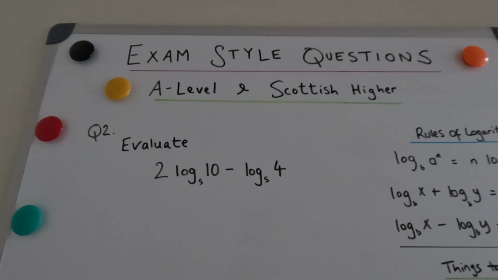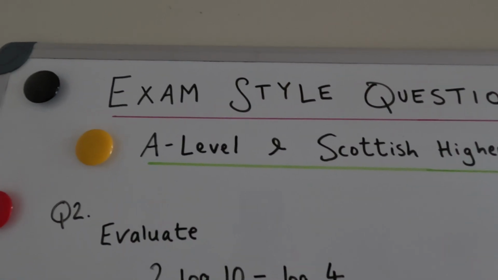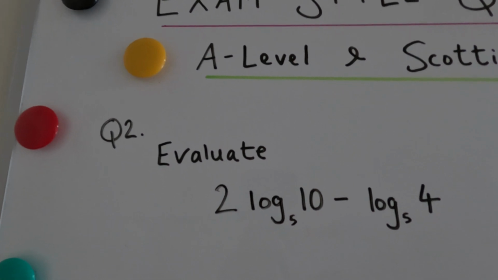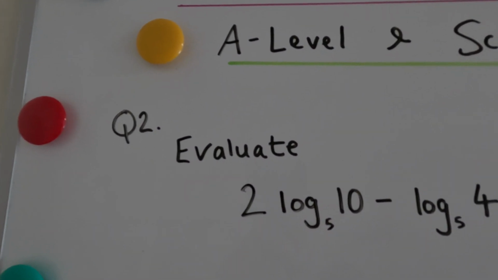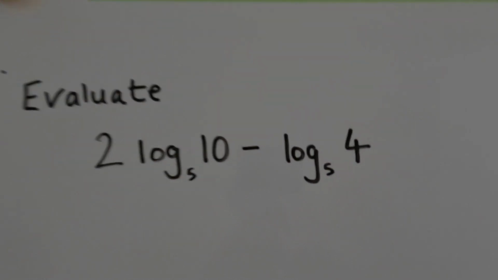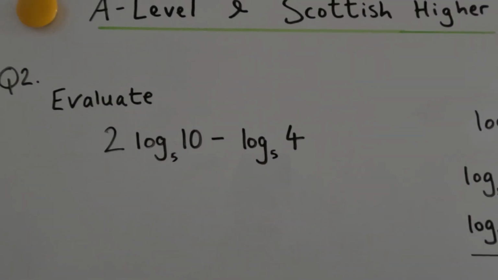This video continues our series on exam style questions for A-level and Scottish Higher Maths. Today we're looking at a question involving logarithms. The question says evaluate 2 log 10 to the base 5 minus log 4 to the base 5.